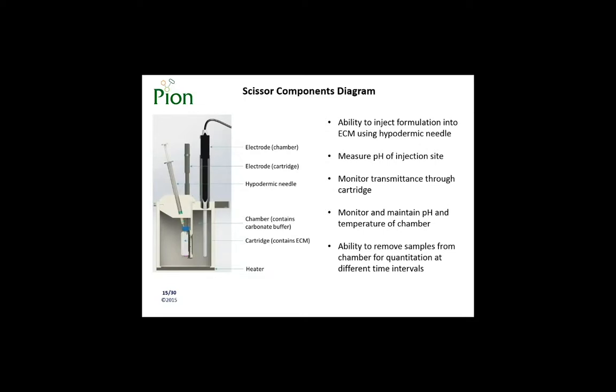pH of the chamber is monitored by the chamber electrode and maintained at pH 7.4 by sparging with CO2 gas. Temperature is maintained by the heat plate and can be set between ambient and 50 degrees centigrade.